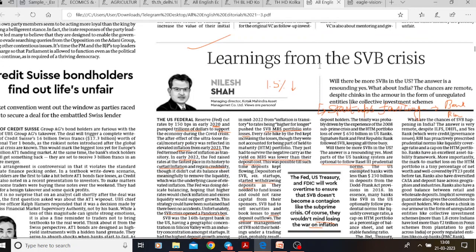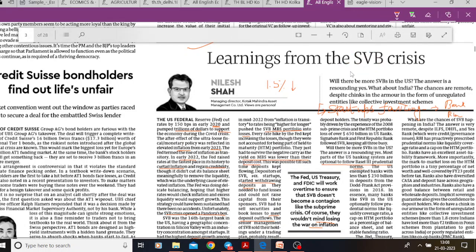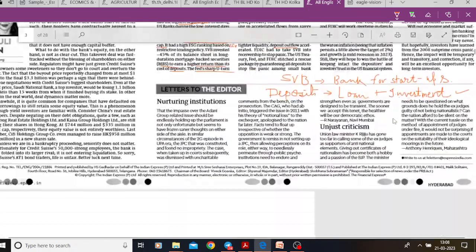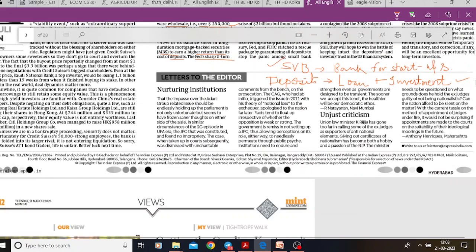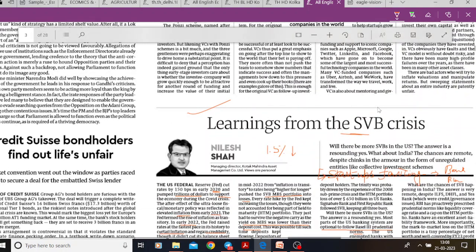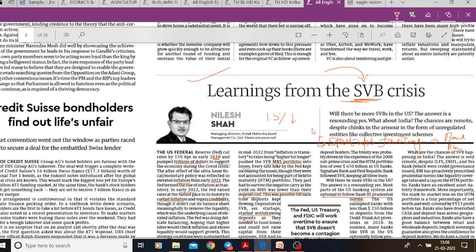Just first understand some basic terminologies here to get the ball rolling. The SVB crisis that has happened here in the US is basically a bank crisis. Remember, this is a bank for startups. What does it mean? Most of the startups deposit their money in this bank. Now there are important points.